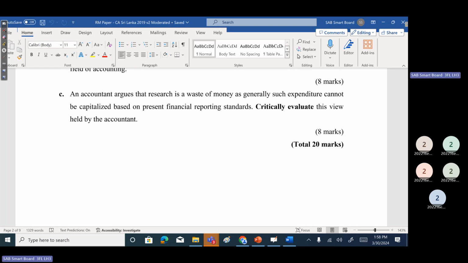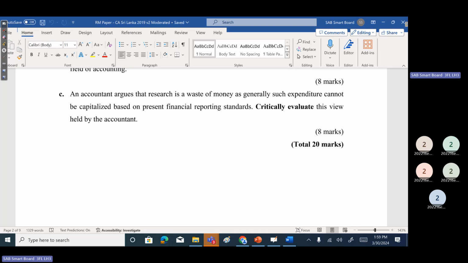Critically evaluate this view held by the accountant. Do you agree? I would say critically evaluate. That means we have to give both for and against arguments. Right. First, let's talk about the arguments against, that research is not a waste of money. What are the arguments?